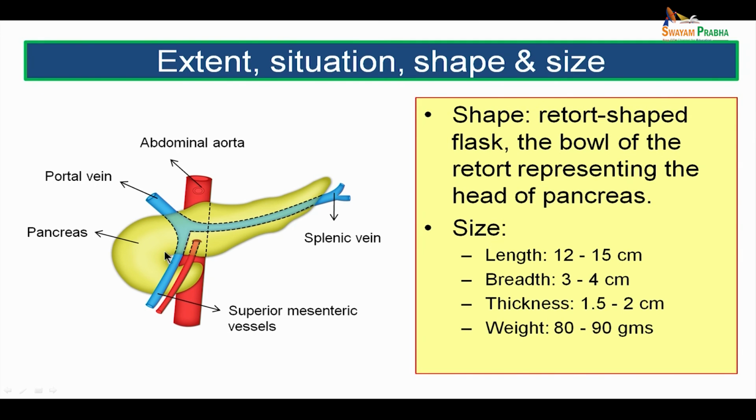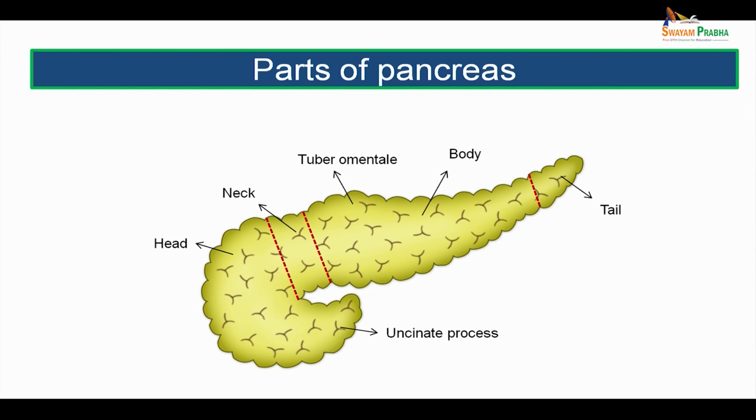The length of the pancreas measures between 12 to 15 centimeters, the breadth between 3 to 4 centimeters. It is 1.5 to 2 centimeters thick and weighs anywhere between 80 to 90 grams. Let us now see the parts of the pancreas. The pancreas has 4 parts: head, neck, body and tail.